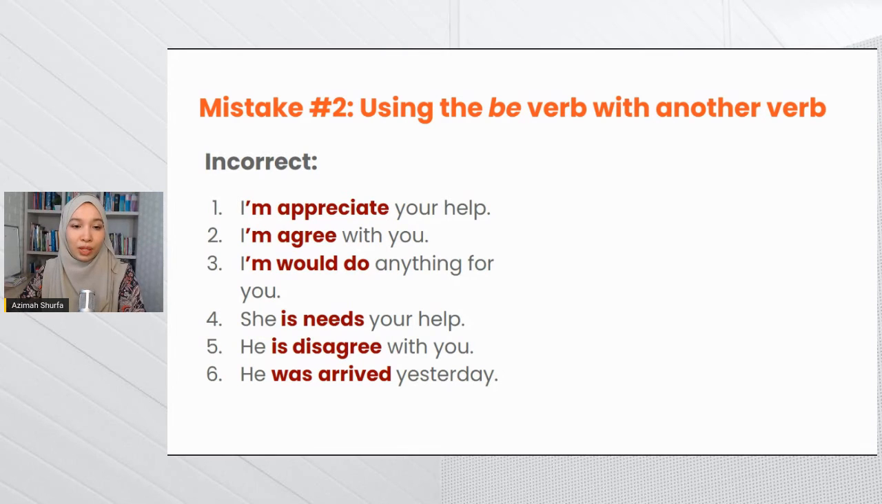He is disagree with you. Be verb is, disagree is a verb. What's wrong? Number 6, he was arrived yesterday. Was is a be verb, arrived is a verb. What's going on? What is wrong? So the answer is it's wrong because you're using the be verb with another verb. So what should we do? How do we edit this? Can you guys give it a go?